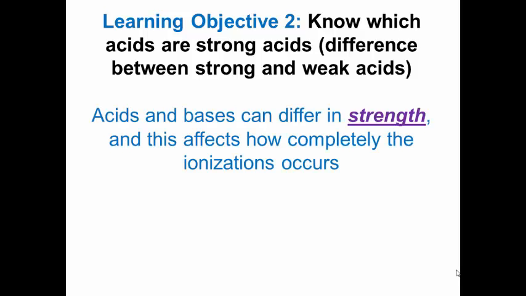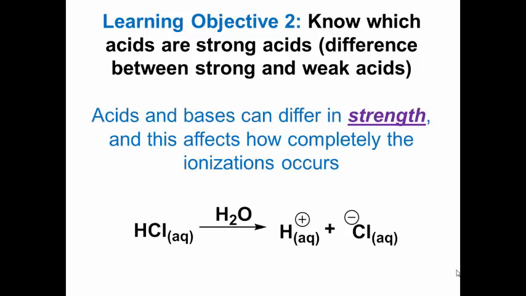So let's look at hydrochloric acid again. We can see that HCl ionizes in water, and in the case of HCl, it's 100% ionized, and the ionization is irreversible. Because of that, HCl is considered a strong acid. All acids and bases that ionize 100% in an irreversible ionization are considered strong acids and bases.